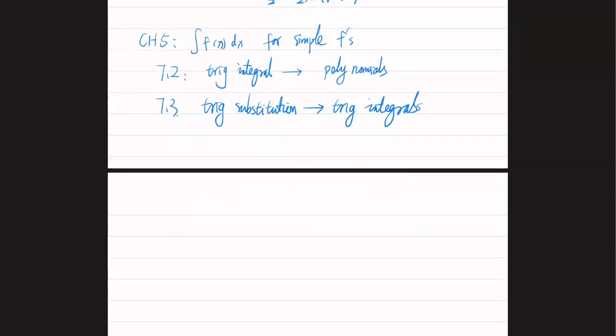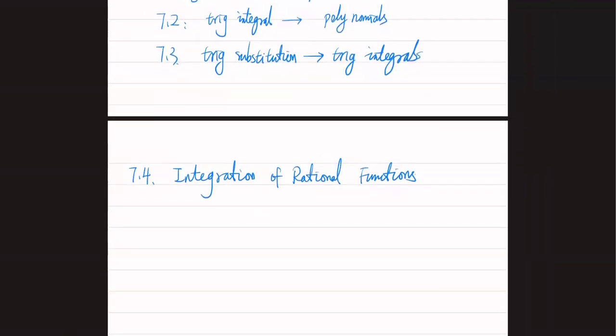Okay, so in the next section we learn another very interesting class of integrals and a new method: integration of rational functions. The method is called partial fraction.